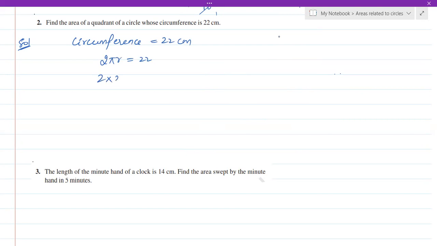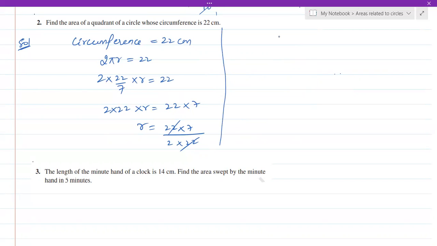2 into pi, which is 22 by 7, into r is equal to 22. We don't need the 7 in the denominator, so send it to the other side. 2 into 22 into r is equal to 22 into 7. Therefore r is equal to 22 into 7, with 2 and 22 in the denominator. So 22 gets cancelled. What we have found is the r value, which is 7 by 2 centimeters.